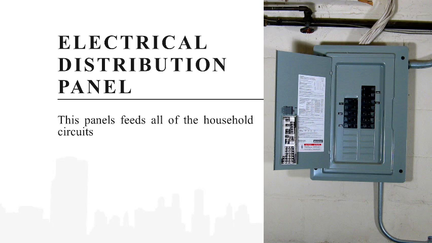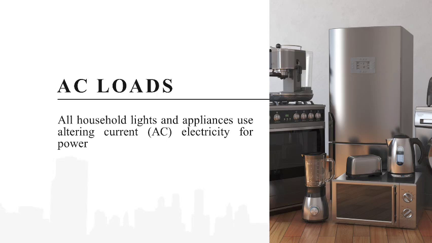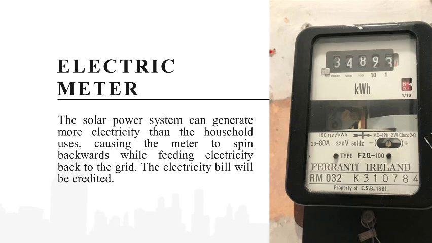Third is electrical distribution panel. This panel feeds all of the household circuits. Fourth is AC loads. All household lights and appliances use alternating current electricity for power. And fifth, electric meter. The solar power system can generate more electricity than the household uses, causing the meter to spin backwards while feeding electricity back to the grid. The electricity bill will then be credited.